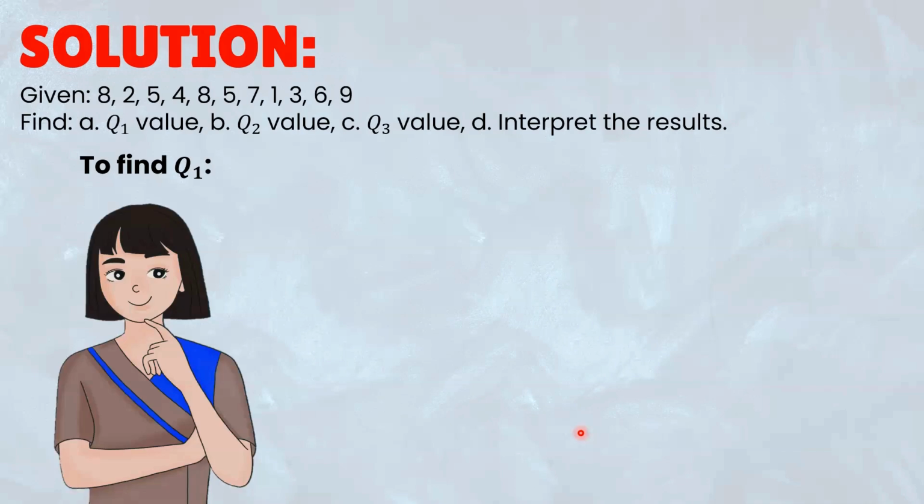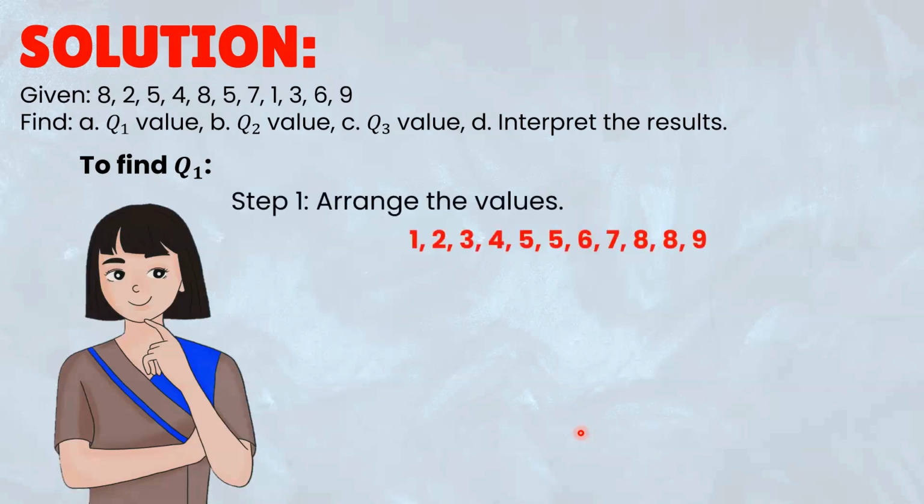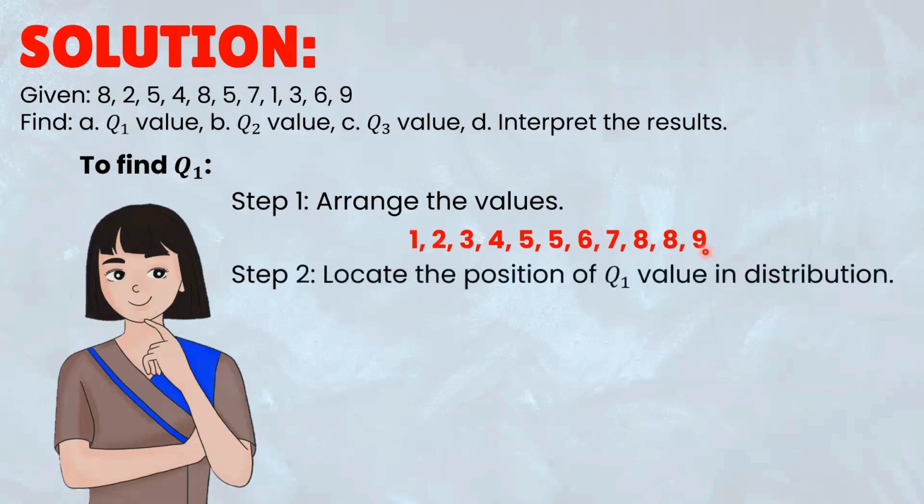Okay, so first, we have to arrange the values in increasing order. So we have here the arranged values. Our lowest score is 1, and our highest score is 9. Second step is to locate the position of the quartile 1 value in the distribution. This time, we'll now be using the formula.